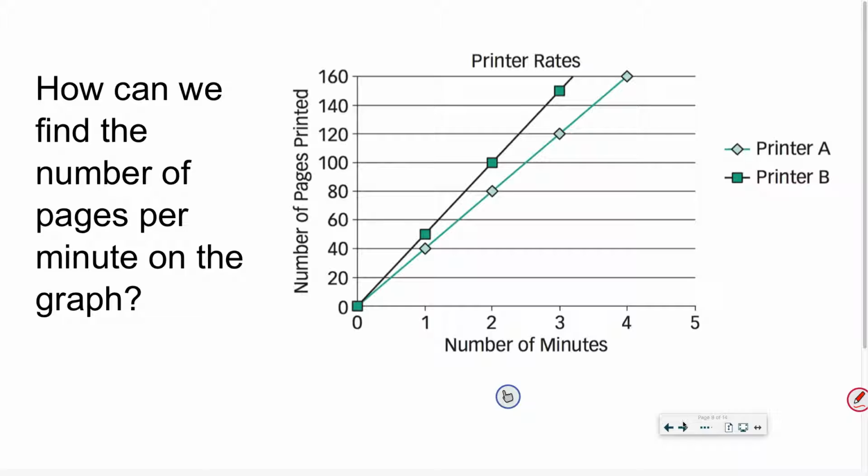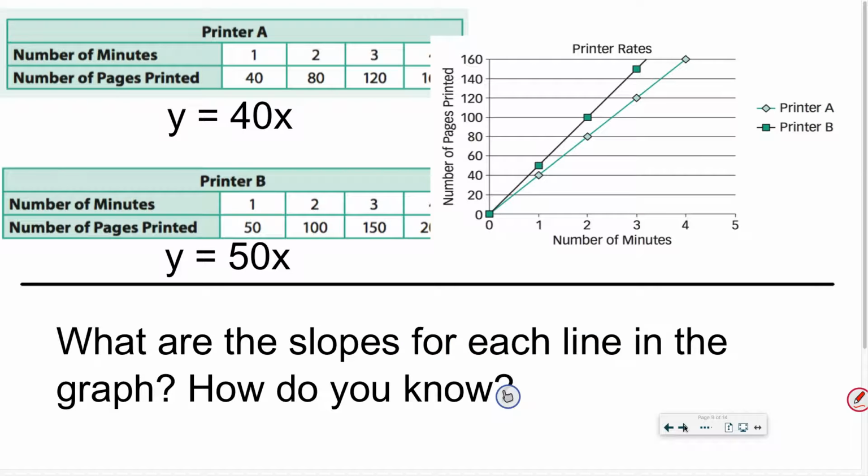How can I find the number of pages per minute if I'm looking at a graph? Where is that unit rate on the graph? The first dot. Is it always the first coordinate? No, it's not. And I'll change your terminology. Where specifically? I'm going to look at what value? The number of minutes. I'm going to identify on my graph where the number of minutes is 1, which may not always be shown, and these represent my unit rates.